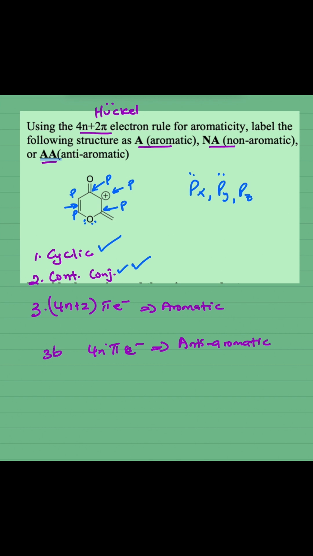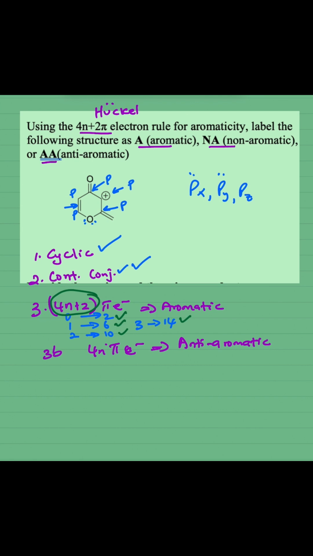And now we go to rule number three, 4n plus 2 pi electrons. If n is 0, then 4n, that's 4 times 0, gives you 0 plus 2, and therefore that will give you 2 electrons. If n is 1, 1 times 4 is 4 plus 2, will give you 6 electrons. If n is 2, that will give you 10 electrons. And then if n is 3, that will give you 14 electrons. So basically we're looking to see if we have 2 electrons, 6, 10, or 14, and that will satisfy the 4n plus 2.